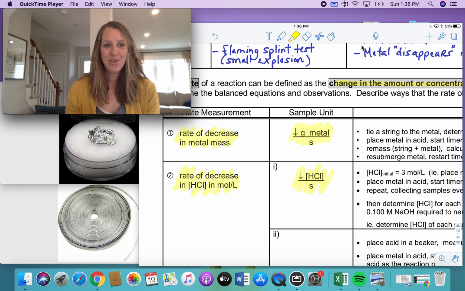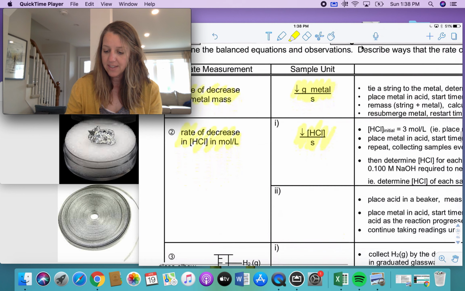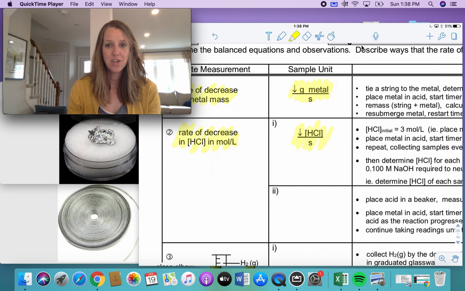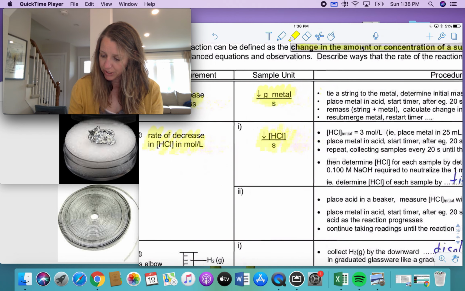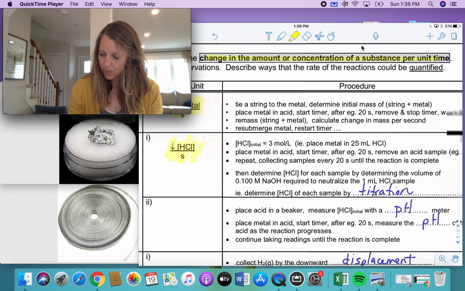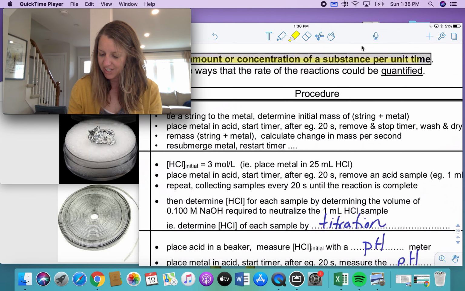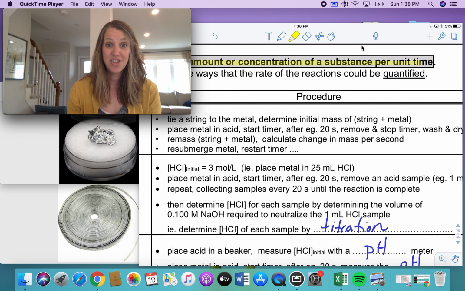What's another way you could actually calculate the rate of the reaction? What if you did the rate in the decrease of the concentration of the hydrochloric acid? Well, that makes sense. How would you do that? Okay. Well, you could do a measurement calculation using a titration. Now, this is what you may have seen in grade 11, right? You've heard about this before, but how can you figure out the concentration of that hydrochloric acid over time?